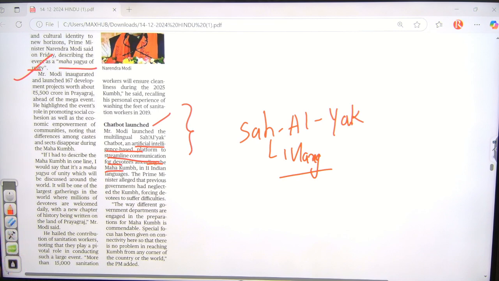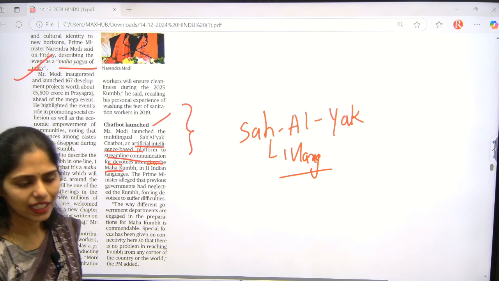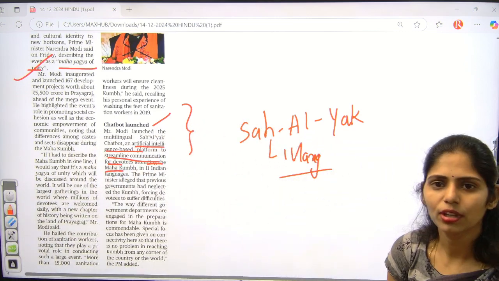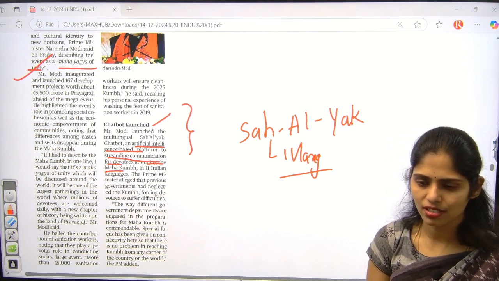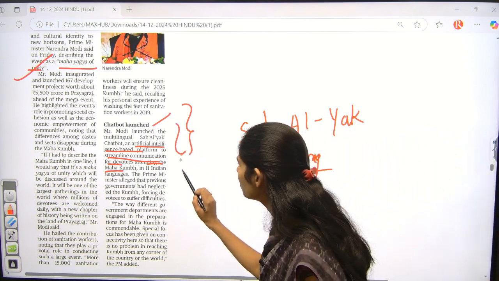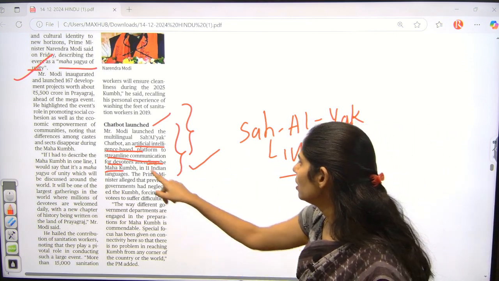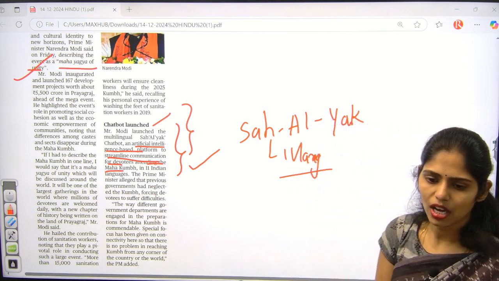As you all know, if a huge number of people are gathering at a place, one important problem you will see is missing children, because there are no proper communication lines. Because of this, this chatbot is very helpful for streamlining communication for devotees who are attending this Mahakumbh.